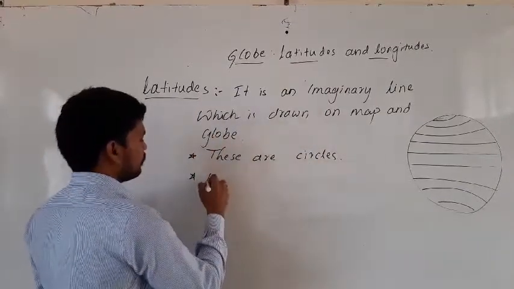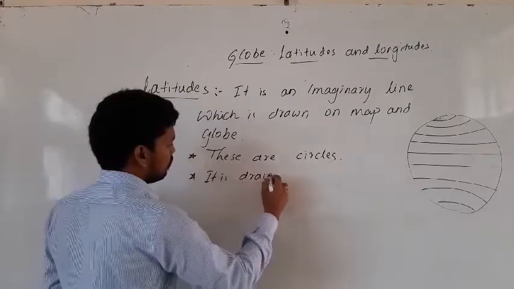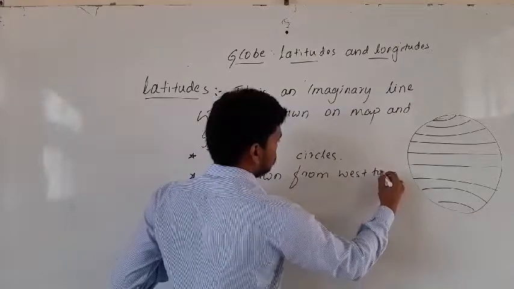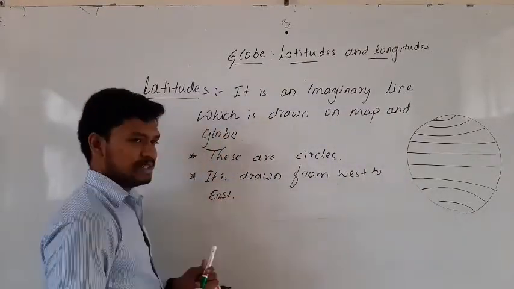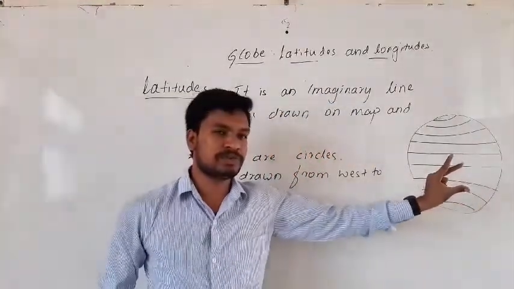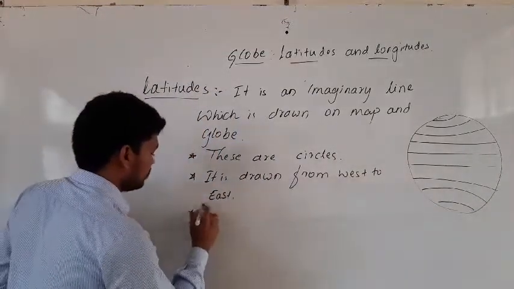It's drawn from west to east. We say it's drawn from west to east because the earth rotates from west to east. So these are the two points we discussed.